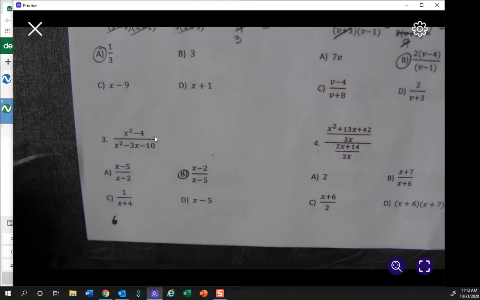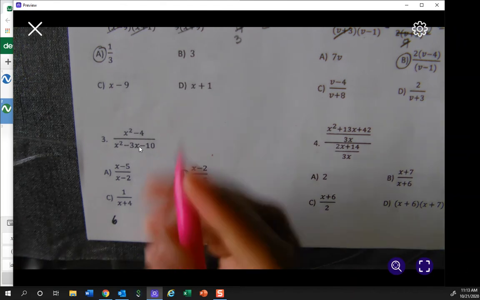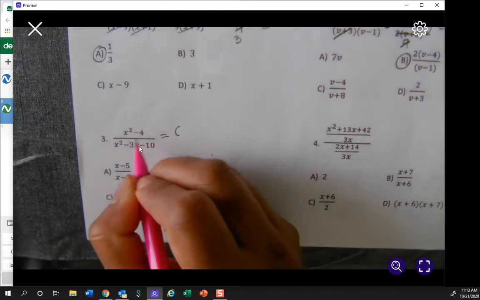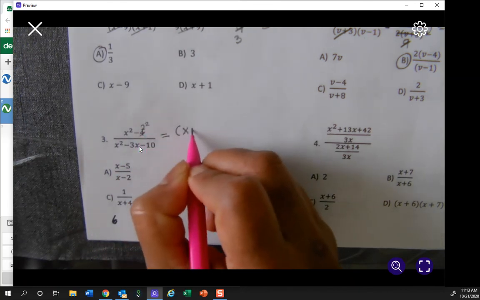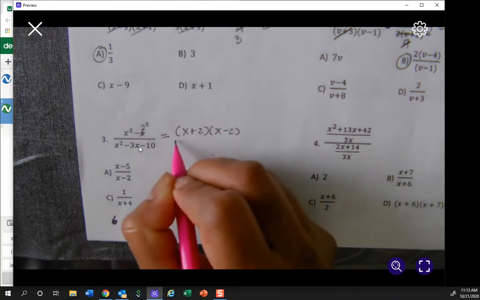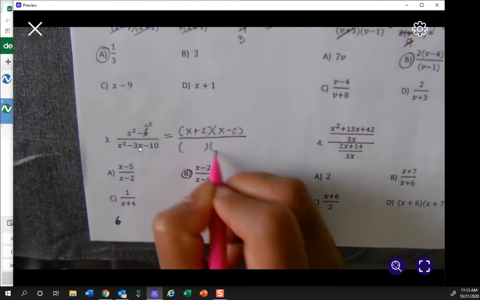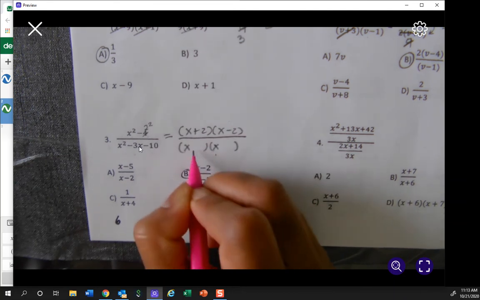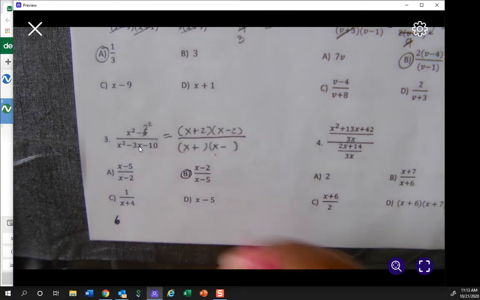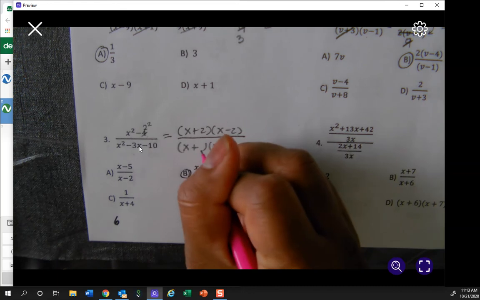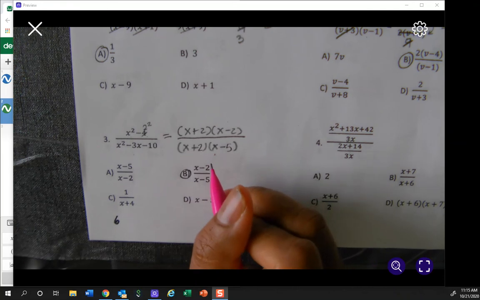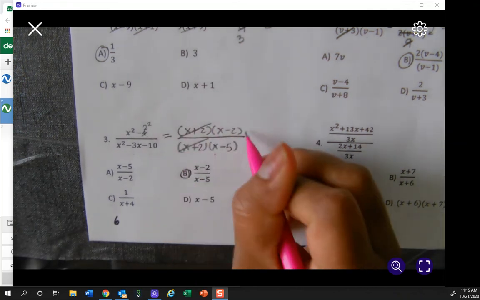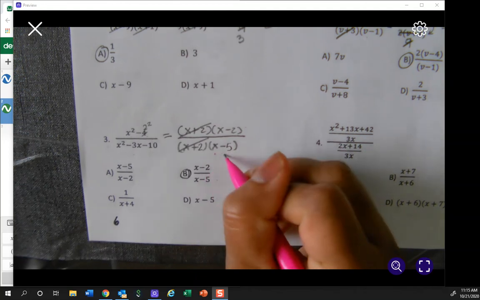Let me go ahead and, yeah, so if I were to do this by hand, we know that this is a difference of squares because I can rewrite 4 as 2 squared. So this would be x plus 2, x minus 2 over, and if I were to factor this out, a plus and a minus, so that would be what? 5 times 2. Okay, so those cancel out, and there you go. x minus 2 over x minus 5.